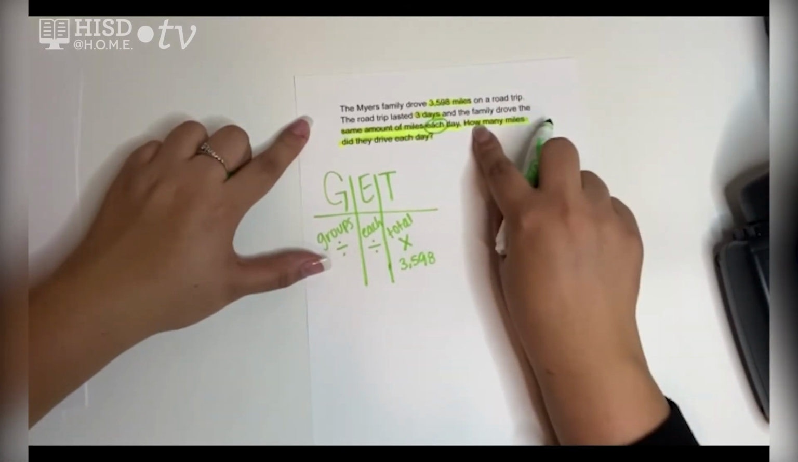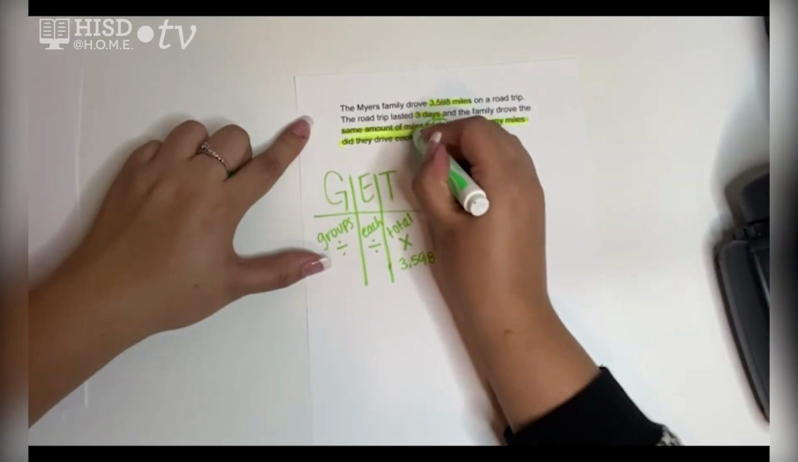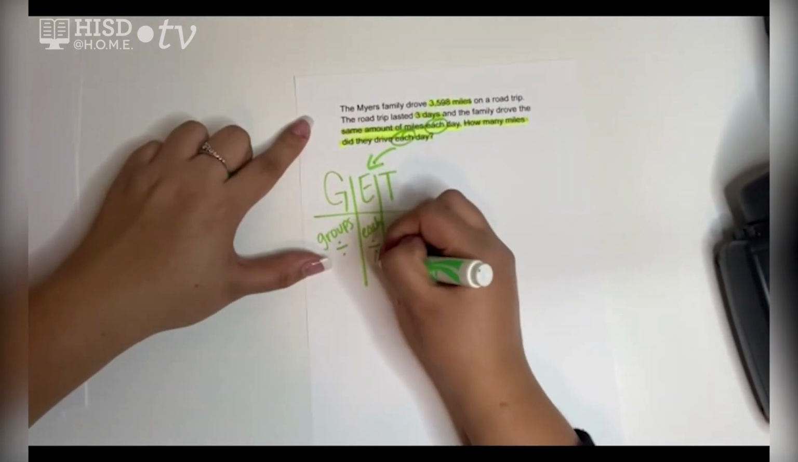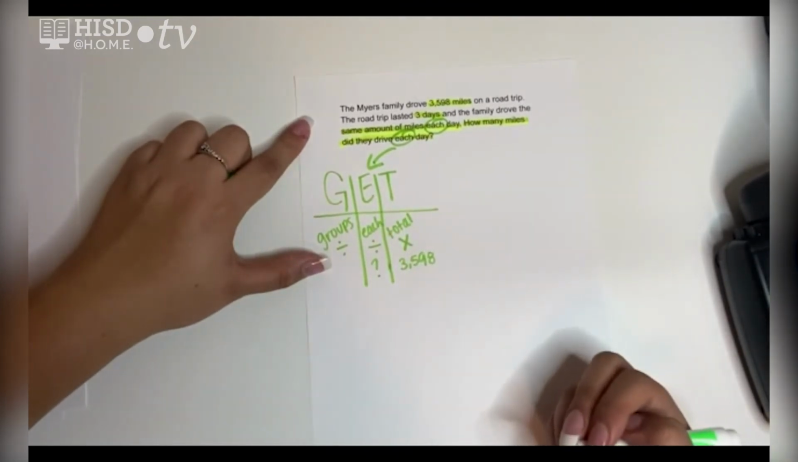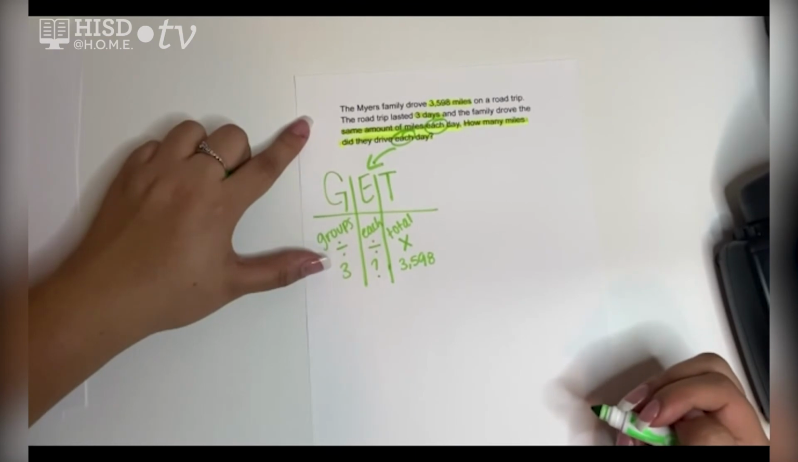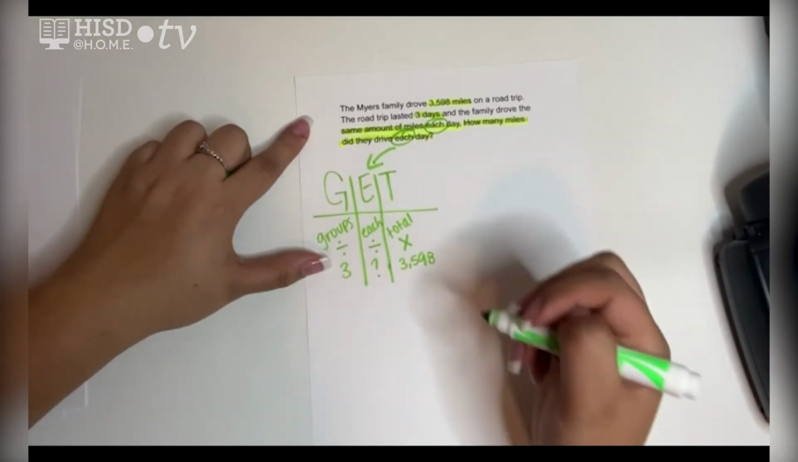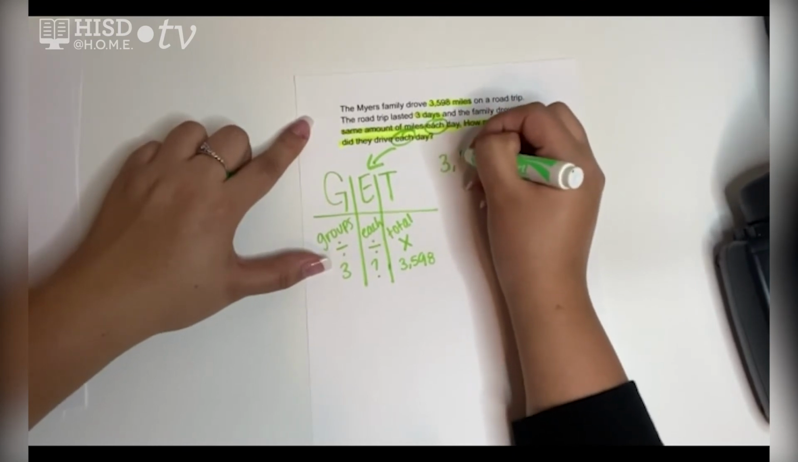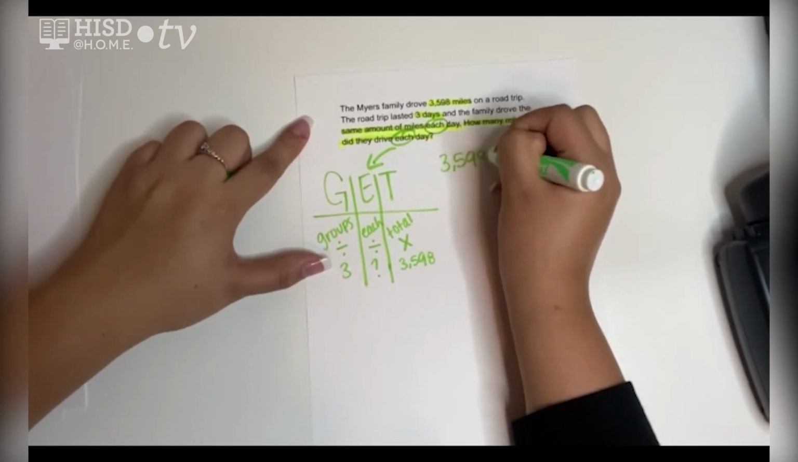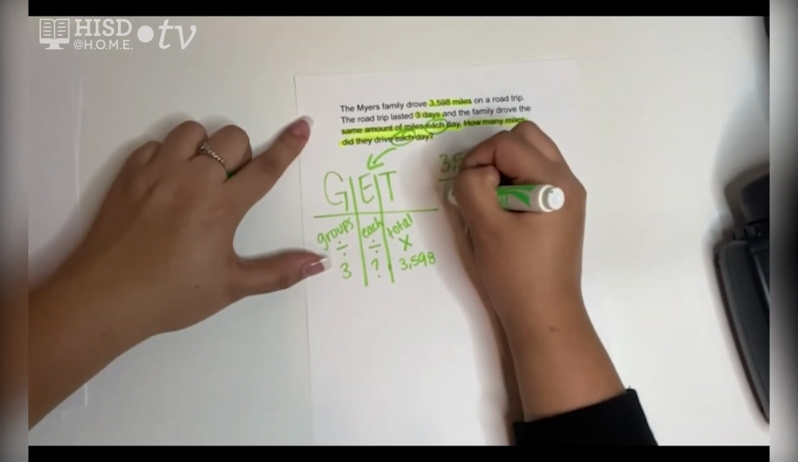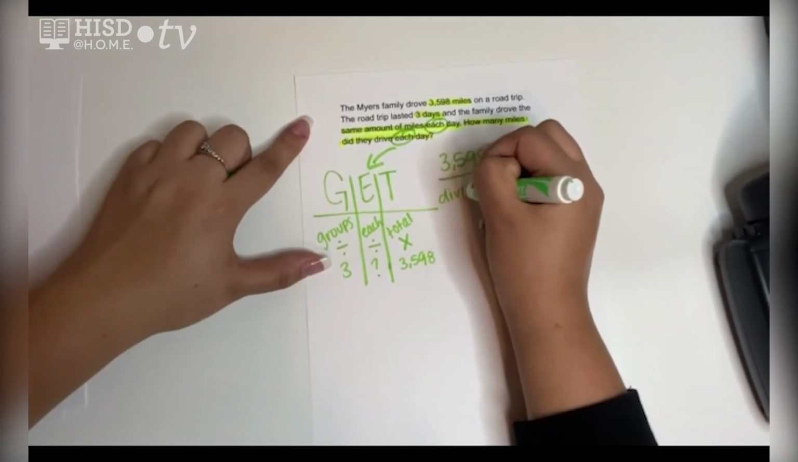The question also asks me how many miles did they drive each day. So since this word is in the question, I definitely don't know each, but I know that there's 3 groups or 3 days. So since I don't know each, I know that I have to divide. Let me go ahead and write out my equation right here, which is 3,598 divided by 3.